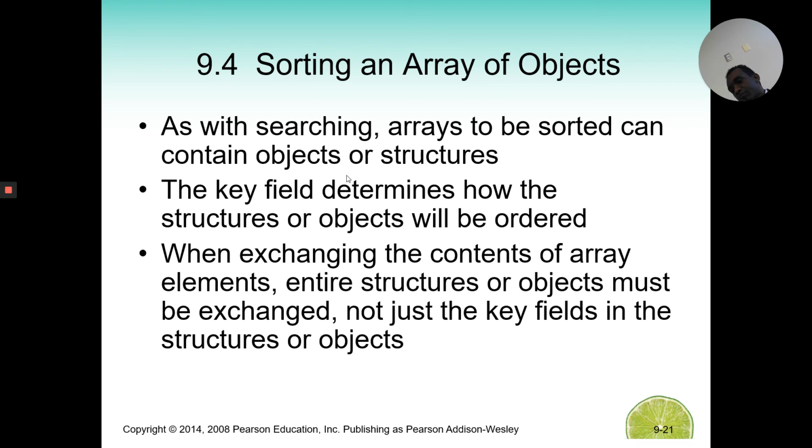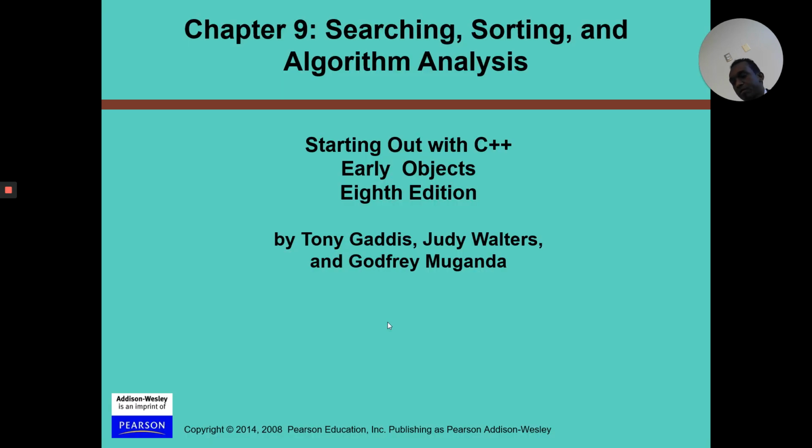As with searching, arrays to be sorted can contain objects or structures. The key field determines how the structures or objects will be ordered. When exchanging the contents of array elements, the entire structure or object must be exchanged, not just the key fields in the structure or object.